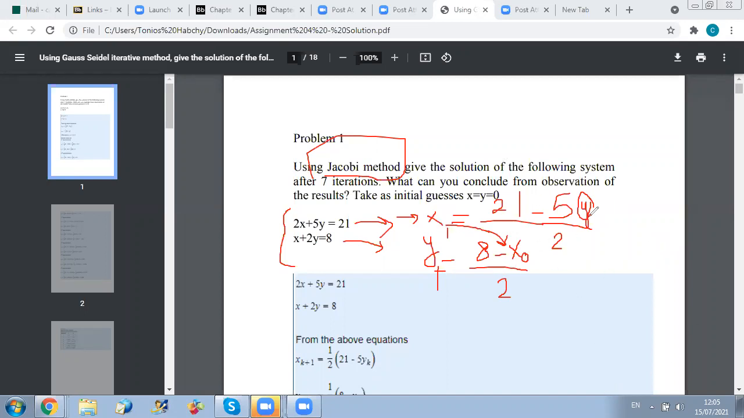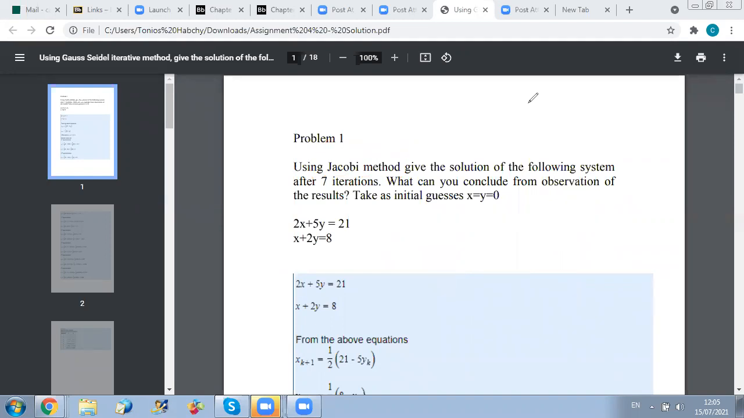So here, when I want to calculate x1, I use y0. When I want to calculate y1, I use x0. And then I update x1 and y1, then move to the second iteration. In the second iteration, to find x2, I will use y1, and to find y2, I will use x1. So I update my values from iteration to iteration, not within the same iteration. Okay? Now, here they ask to stop after 7 iterations. So this is the criterion to stop my solution.